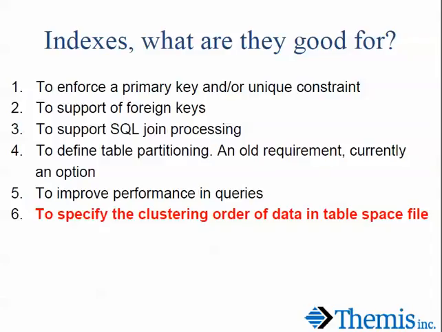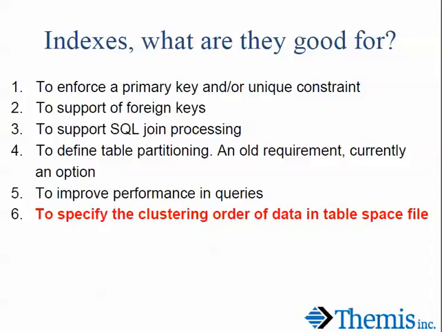Number 6 is one I want to talk a couple of minutes about here, and that has to do with one of the indexes specifying the clustering order of data in the table space file. So when they create a table, they also create a file for the data for that table to go into, and in DB2 that is called a table space. One of the indexes will define how the data should be ordered in the table.